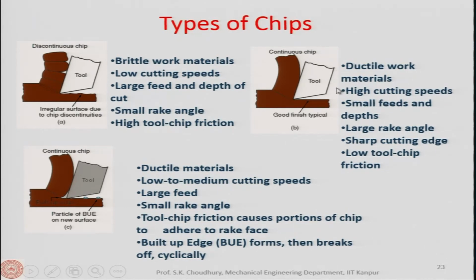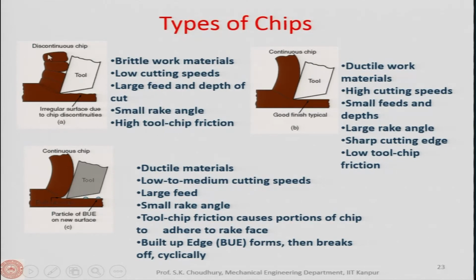So, once again: ductile workpiece material, high cutting speed, small feed and depth, large rake angles, sharp cutting edge, and low chip-tool friction coefficient. These are the important parameters for which continuous chips occur.